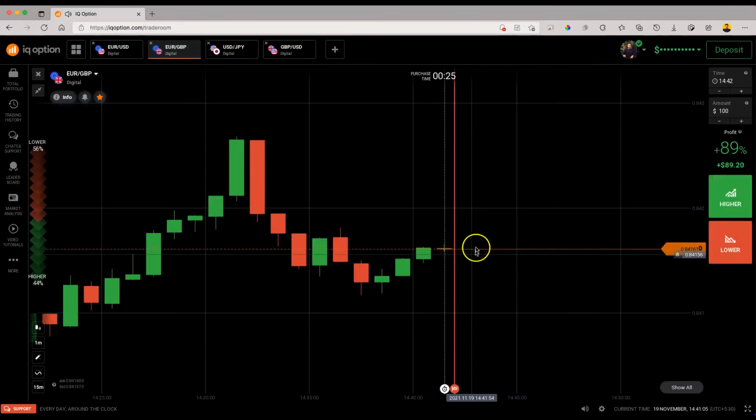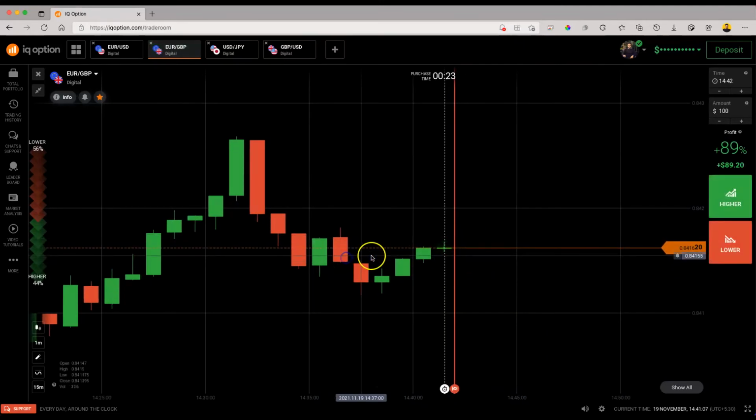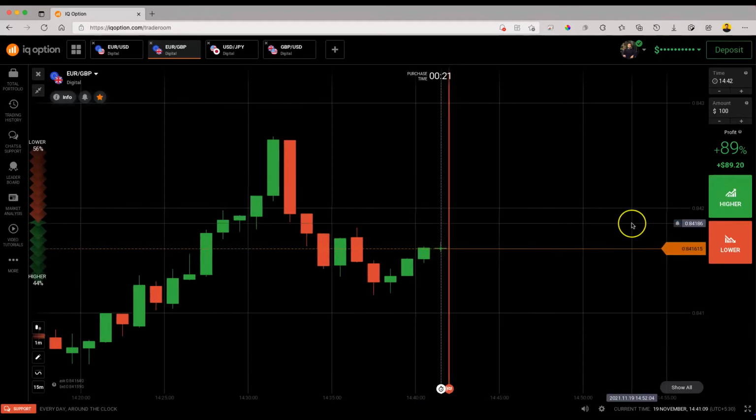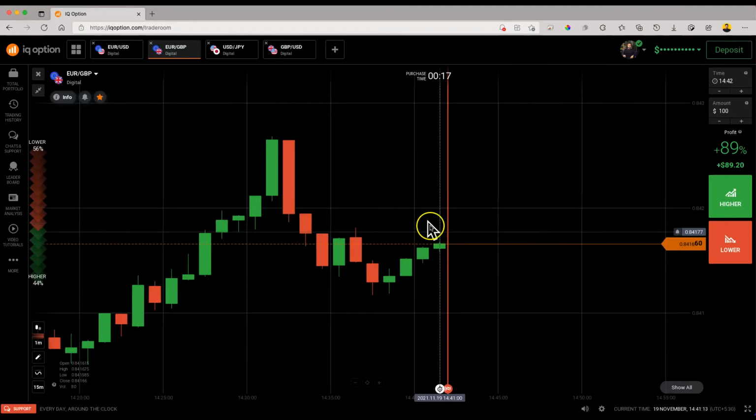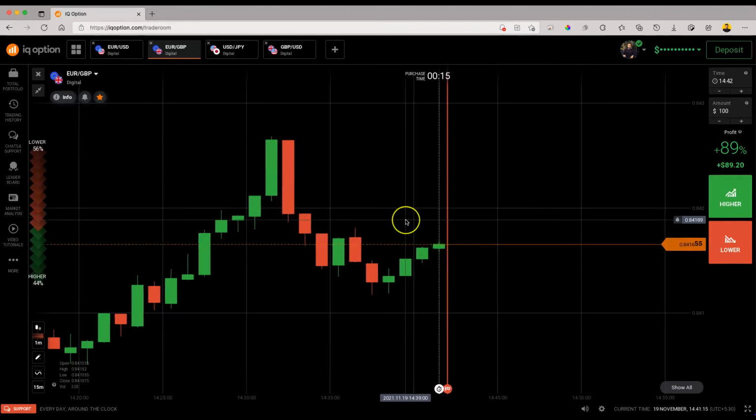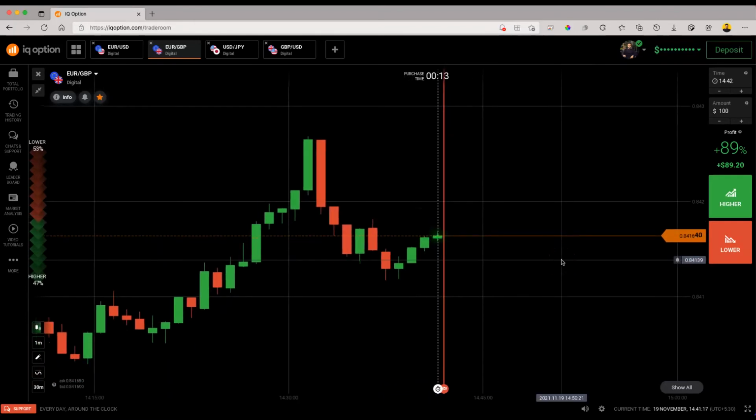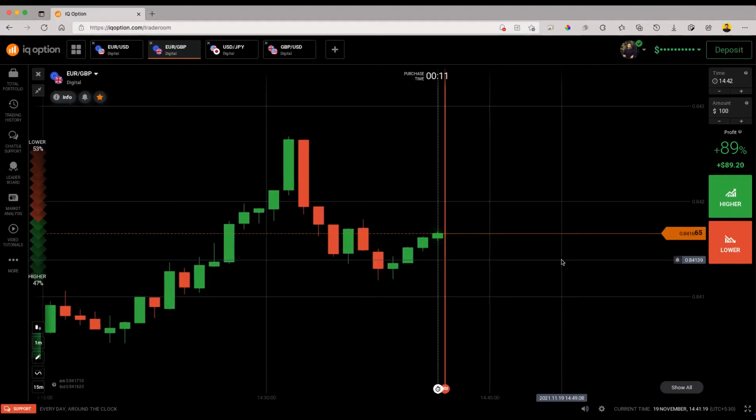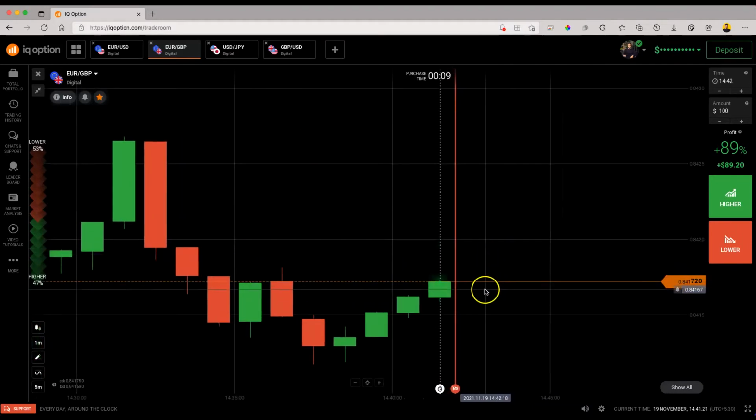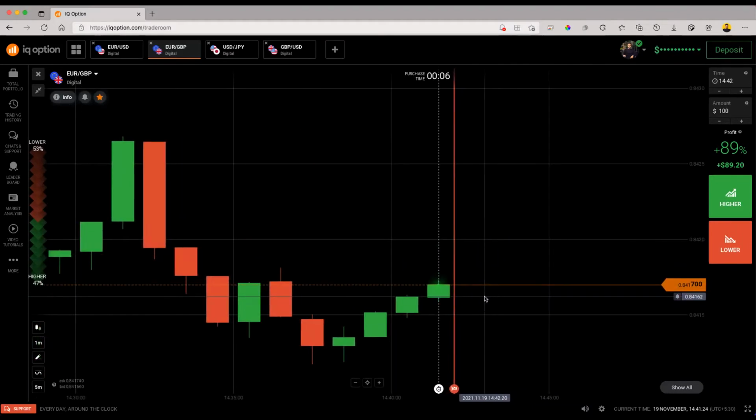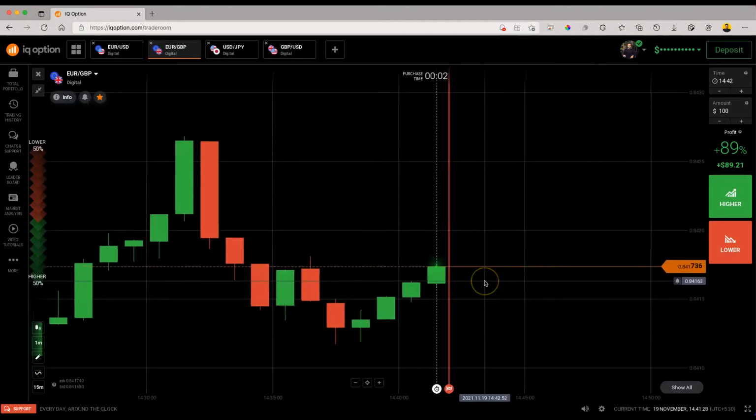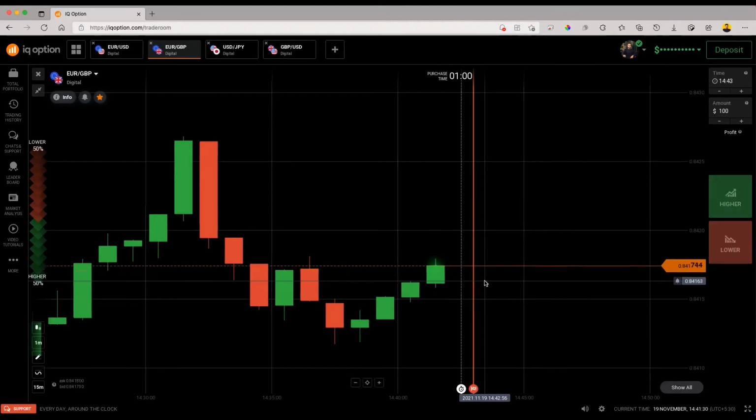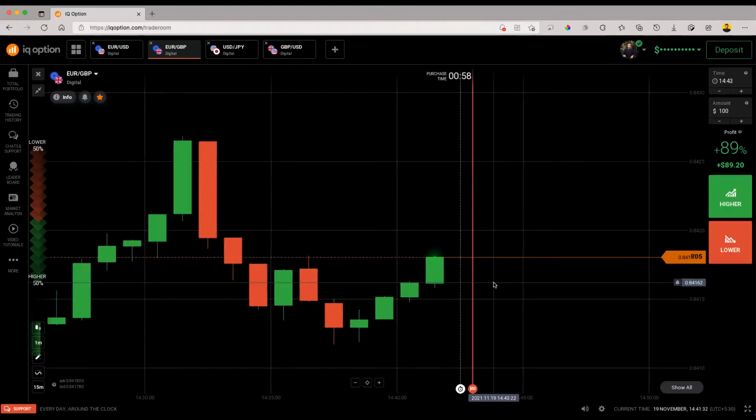Now here also we have to go for the call trade, but the problem is here we are having a fresh level, so we have to just wait and watch. We should have gone for the call trade because the major trend is an uptrend, but let's wait and watch. Okay, so we should have entered that trade. We missed the trade, no problem.